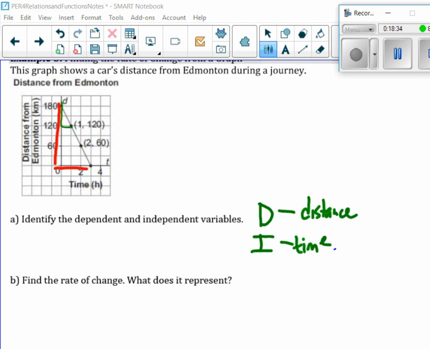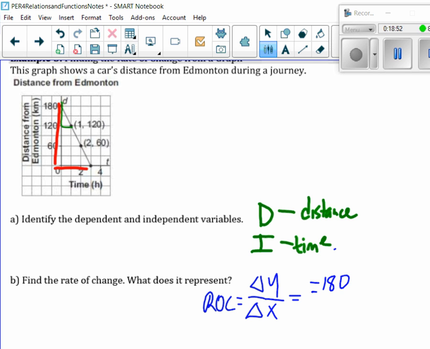Okay, so I'm going to do a bunch of different ways. The big triangle is probably the most obvious. It's going from, again, remember, it's change of y over change of x for ROC. And because it's going down, technically my y is negative then. So that's where I'm getting the negative from. So negative 180 divided by 3. So I get negative 60, and that would be kilometers per hour. And that is speed, right? Again, if you take distance and divide by time, that's your speed, right?